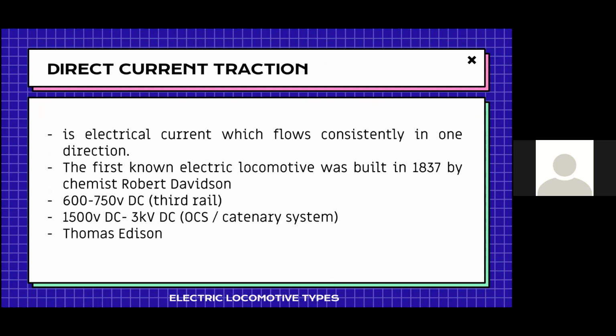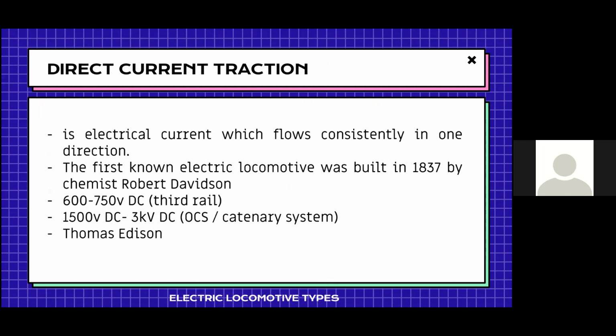Sa direct current po, yung flow ng electric current niya one direction lang, consistent po 'yun, tas paulit-ulit lang. Tas yung una pong naimbentong direct current na locomotive, ginawa po siya ni Robert Davidson noong 1837. Tas tinawag po tong Galvani.